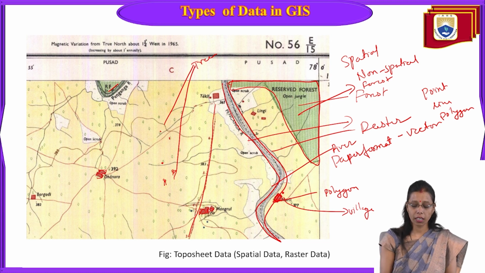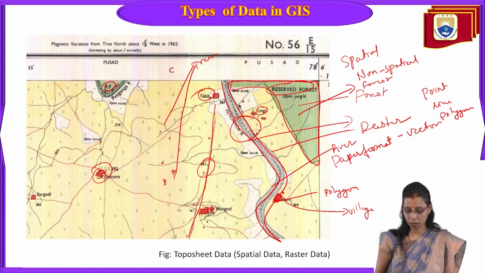So this data we can show as raster as well as spatial and non-spatial data, because it has both kinds of information. This is spatial. This is spatial. This is spatial. This is non-spatial. The written information is non-spatial information. Okay.